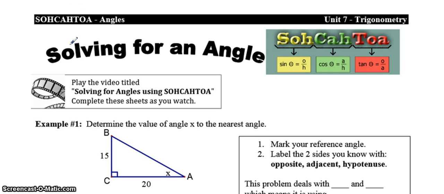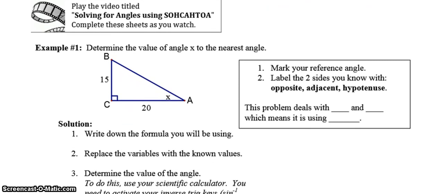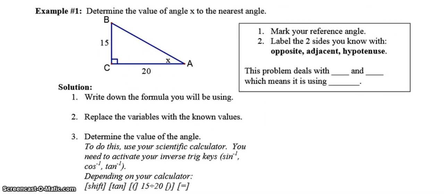Today is your lucky day because today you are going to find out how to solve for an angle in a right angle triangle. So start off the exact same way that we did in the last video. Very first thing you do is you're going to mark your reference angle. This angle right here is the one that we're trying to figure out. Then you're going to label the two sides you know with opposite, adjacent, or hypotenuse.